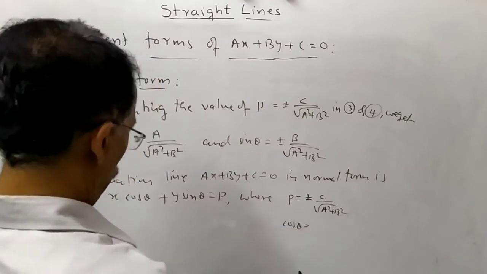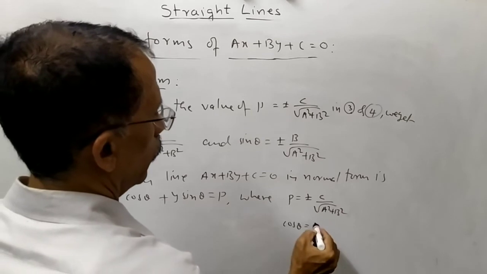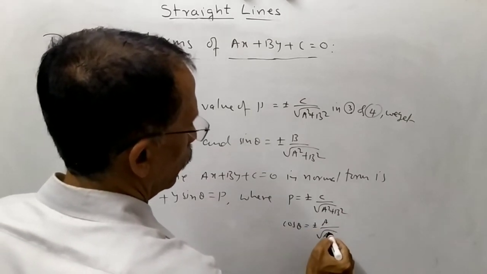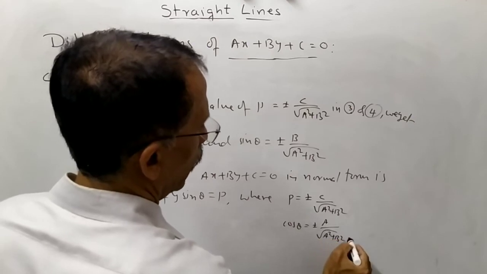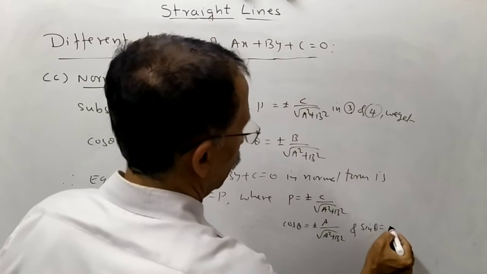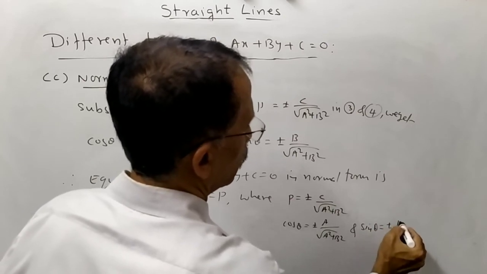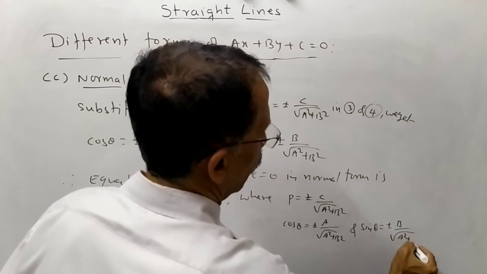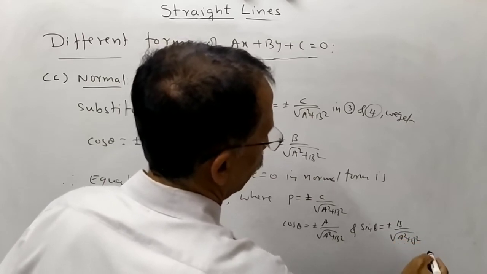Cos theta is equal to plus or minus a divided by square root of a square plus b square, and sin theta is equal to plus or minus b divided by square root of a square plus b square.